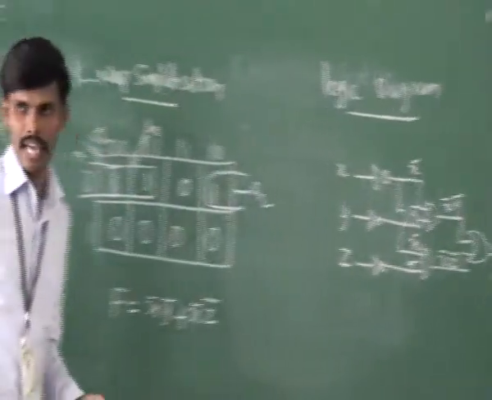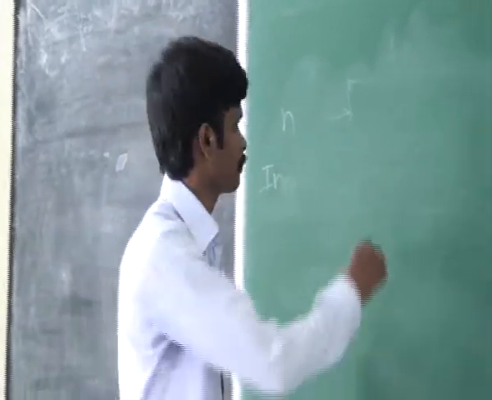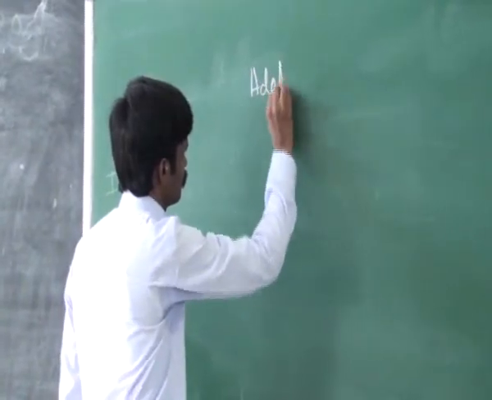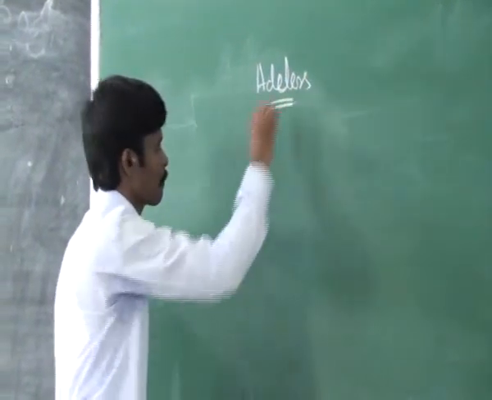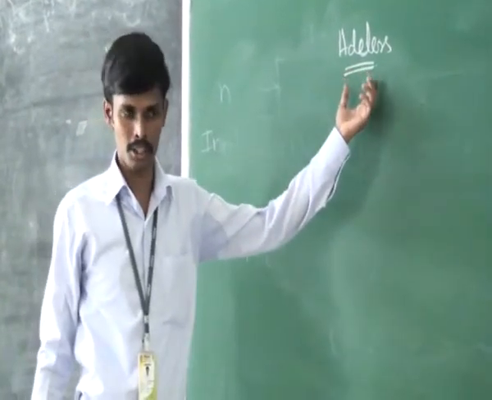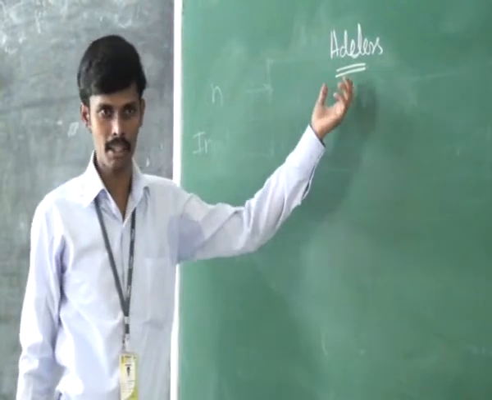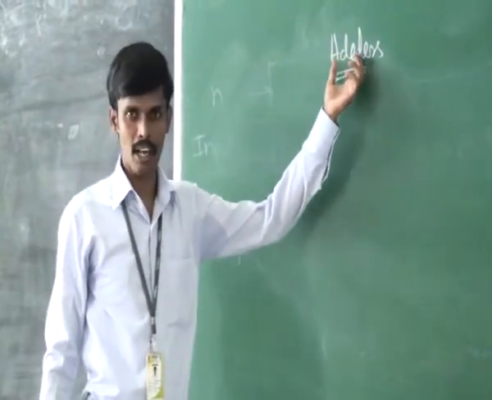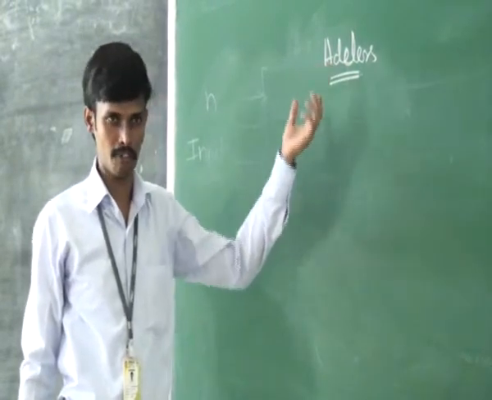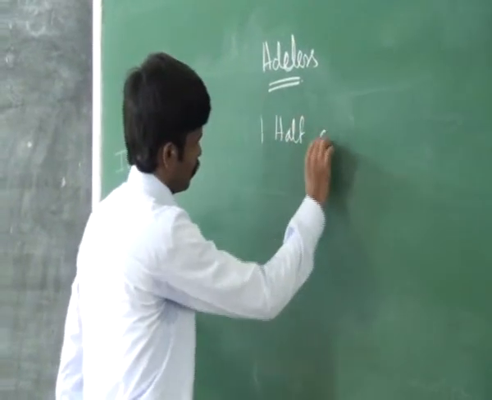Next, let us see adders. Now we are going to see about adders. What is meant by adder? Adder is a combinational circuit that performs the arithmetic sum of 2 binary numbers. The adder is classified into 2 types. The first one is half adder and the second one is full adder.